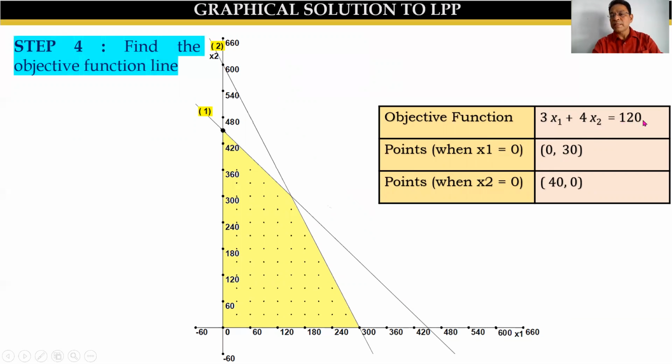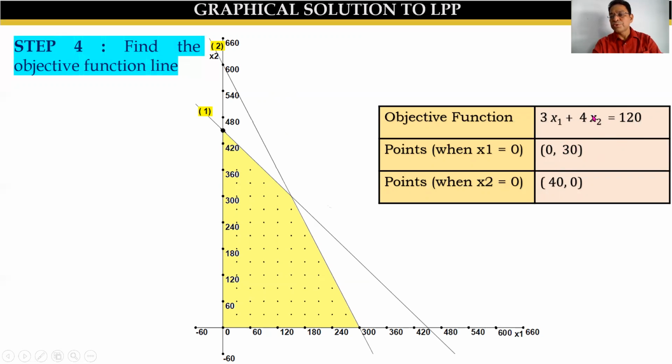Now this number can be anything such that I would be able to obtain the values of two points when I put one variable equal to 0. For example, if I put x1 equal to 0, I will get x2 equal to 120 divided by 4, which is 30. So I have selected the number in such a way that I am able to get this 30.